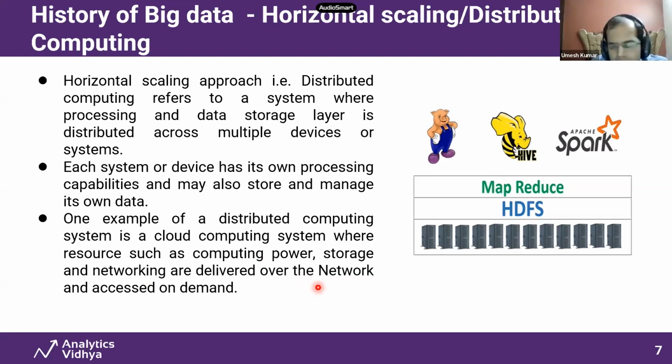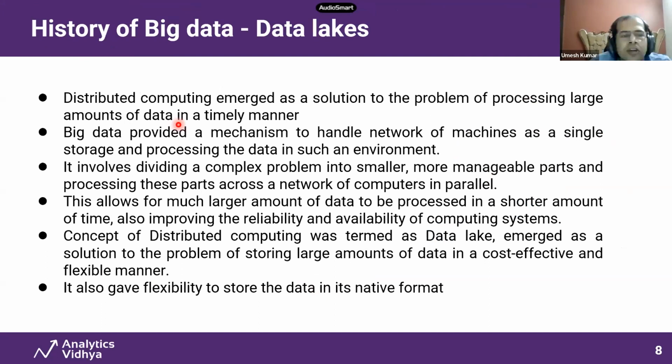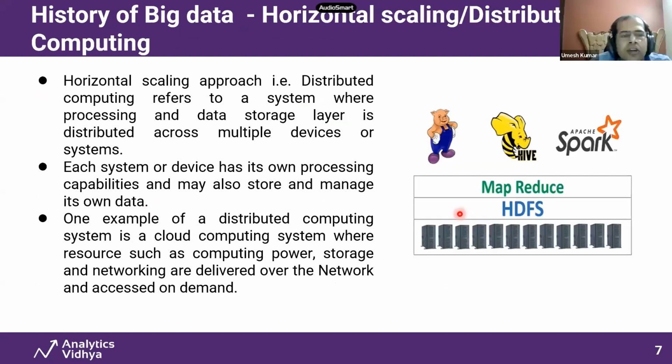Talking about distributed computing, it solved all the challenges of vertical scaling, which was expensive. It emerged as a solution to the problem of processing large amounts of data in a timely manner. Because there were plenty of computers connected together, although it was solving the problem of storage and processing, there was a need for a mechanism to manage so many devices together. And after that, how to ingest the data into this.